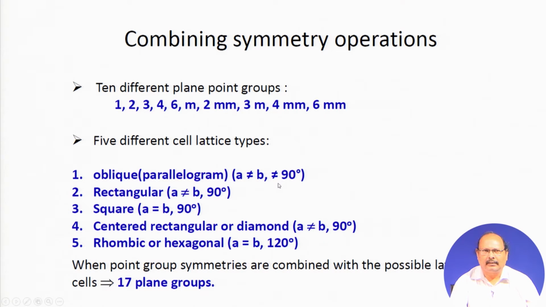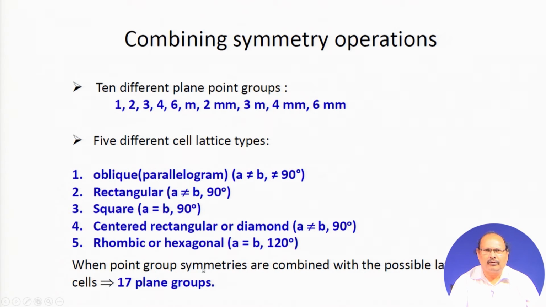The second type of plane lattice is called rectangular plane lattice, where A is not equal to B and the angle between A and B is 90 degrees. The third type of plane lattice is called square plane lattice, where A is equal to B and the angle between A and B is 90 degrees. The fourth type is called centered rectangular or diamond type of lattice, where A is not equal to B and the angle between A and B is equal to 90 degrees. And the fifth type of plane lattice is called rhombic or hexagonal type, where A is equal to B and the angle between A and B is equal to 120 degrees.